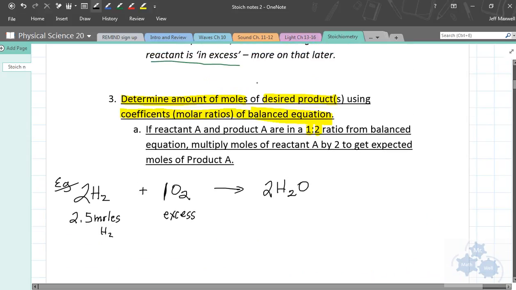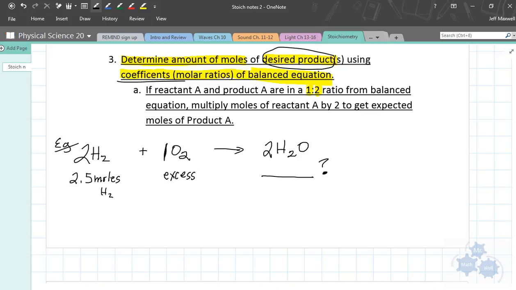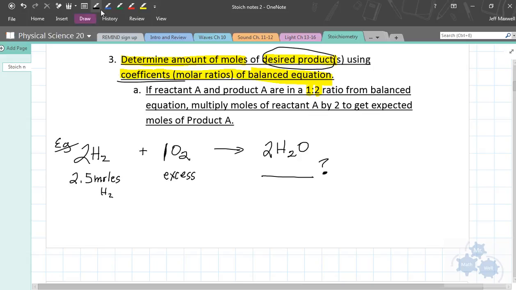So we've got that, and we want to determine the number of moles of desired product and use the coefficients in the equation. So what that means is, how many moles of water should I expect to be produced in this equation given this right here? How many? All right, now we hesitate a little bit, so let me talk about it. We've never really talked about it.